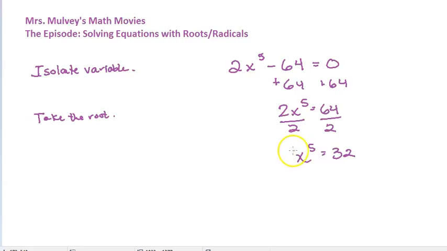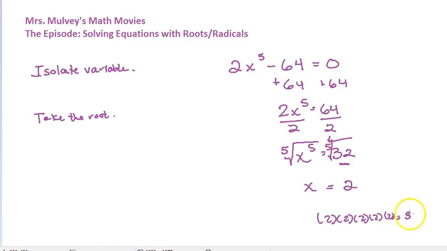Now I need to take the root. Because I have an x to the 5th, I am going to take a 5th root of both sides of my equation. And because this is an odd index, the sign of my answer will match the sign of this base. And in this case, it's positive, so my answer is going to be positive. So here I end up with x. And here, the fifth root of 32, that's 2. Because 2 multiplied by itself 5 times gets me 32. So that's it.